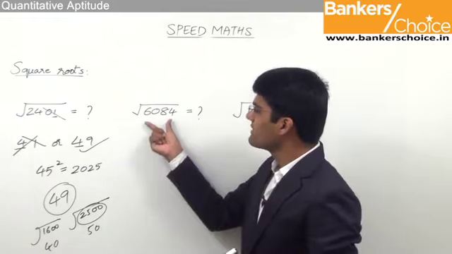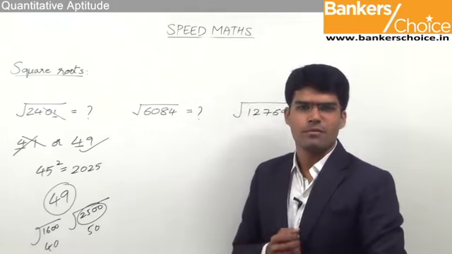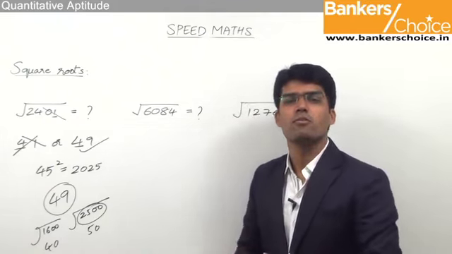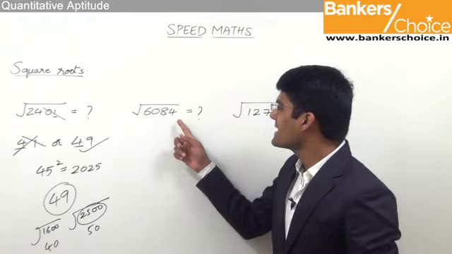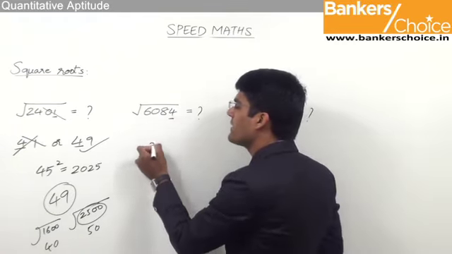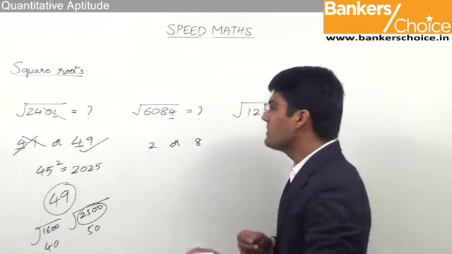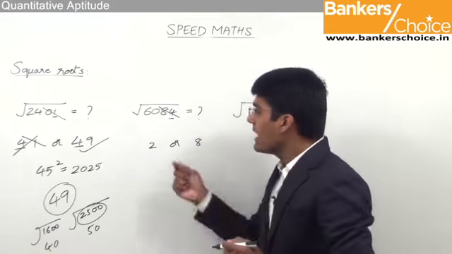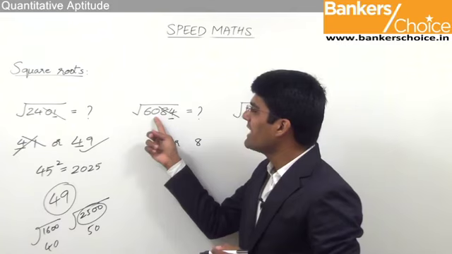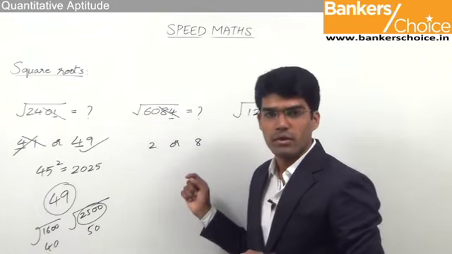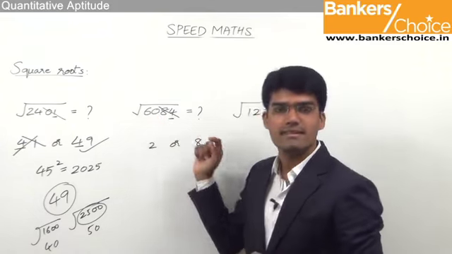The second one here is square root of 6084. Let us take 6084 to be a perfect square. Now as the number is ending in 4, its square root will end with 2 or 8. So that's the first step. Now the second step here is to leave the last 2 digits and find out a number which is less than 60 and a perfect square. And remember, it should be immediately less than 60.